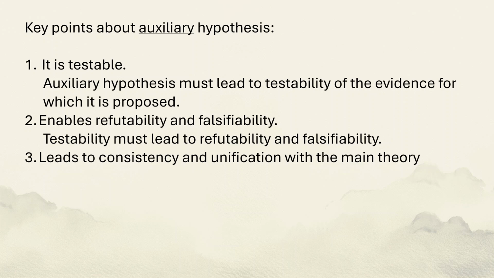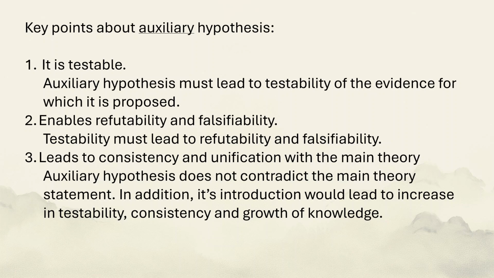The third one is that an auxiliary hypothesis must lead to, or does lead to, consistency and unification with the main theory. It does not contradict, it does not bring the original theory in trouble, and it is consistent. It better be consistent, otherwise it will create contradiction, and we are going to see examples of that. In fact, we have so many examples, guys. Either you will have a lot of humor, or you may even get tired of that humor, because that's the kind of deep fraud that is being done by many individuals for a quick fame. I don't know what their motivations are, but it's been done. So number 3 leads to consistency and unification with the main theory. Auxiliary hypothesis does not contradict the main theory statement. In addition, its introduction would lead to increase in testability, consistency, and growth of knowledge.